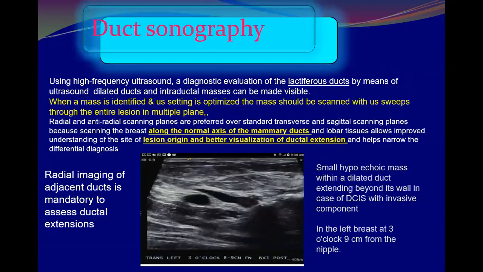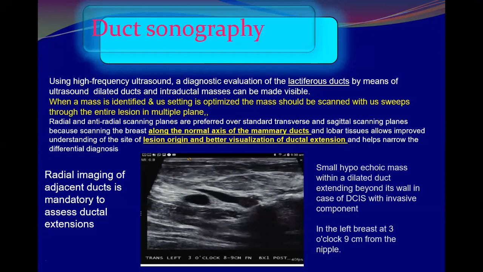And ductography. Ducts are not only in the retroareolar region. If you look at this image, transverse left 3 o'clock, 8 to 9 centimeters from the nipple. So scanning in transverse, in the left breast at 3 o'clock, about 9 centimeters from the nipple. Sometimes we have a segmental ductectasia. We have dilated ducts away from the retroareolar region.